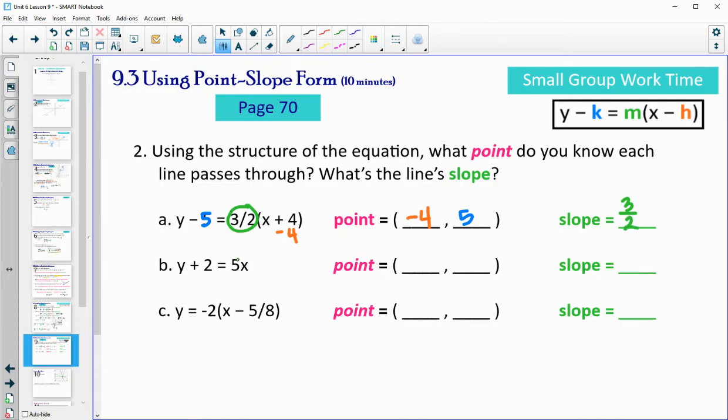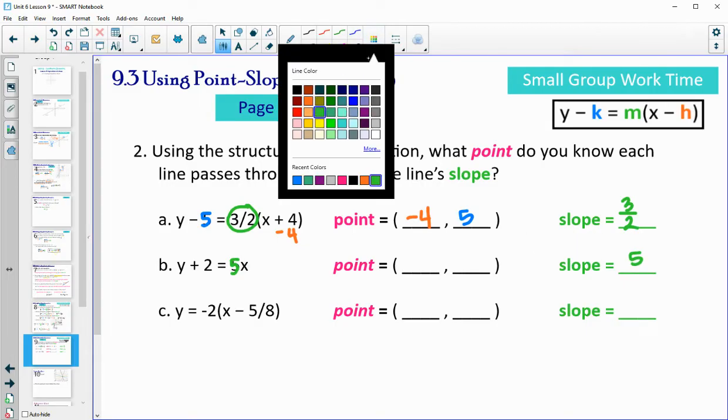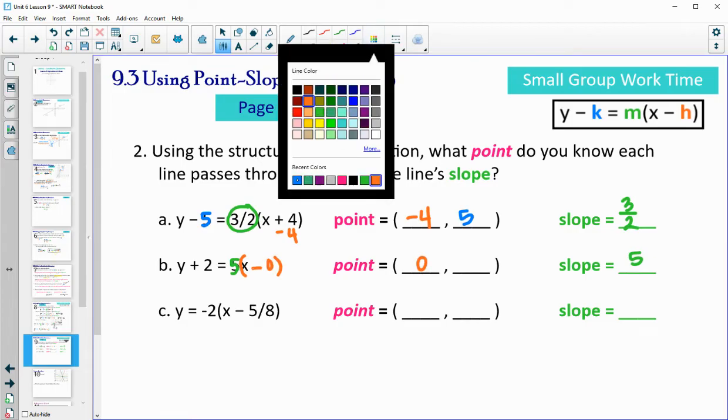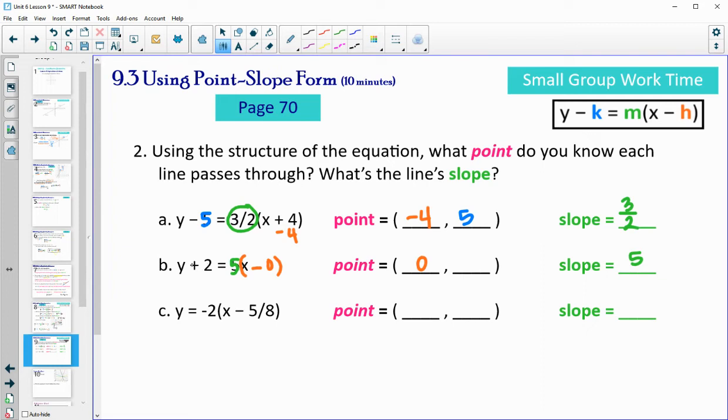For this next one, we've got the slope, since I already have my green marker. The slope is 5. The x coordinate, so what did we subtract from x? Well, we subtracted 0. We didn't subtract anything from x, so we subtracted 0. So the x coordinate is 0. The y coordinate in this one is -2, in order for that to turn to +2.